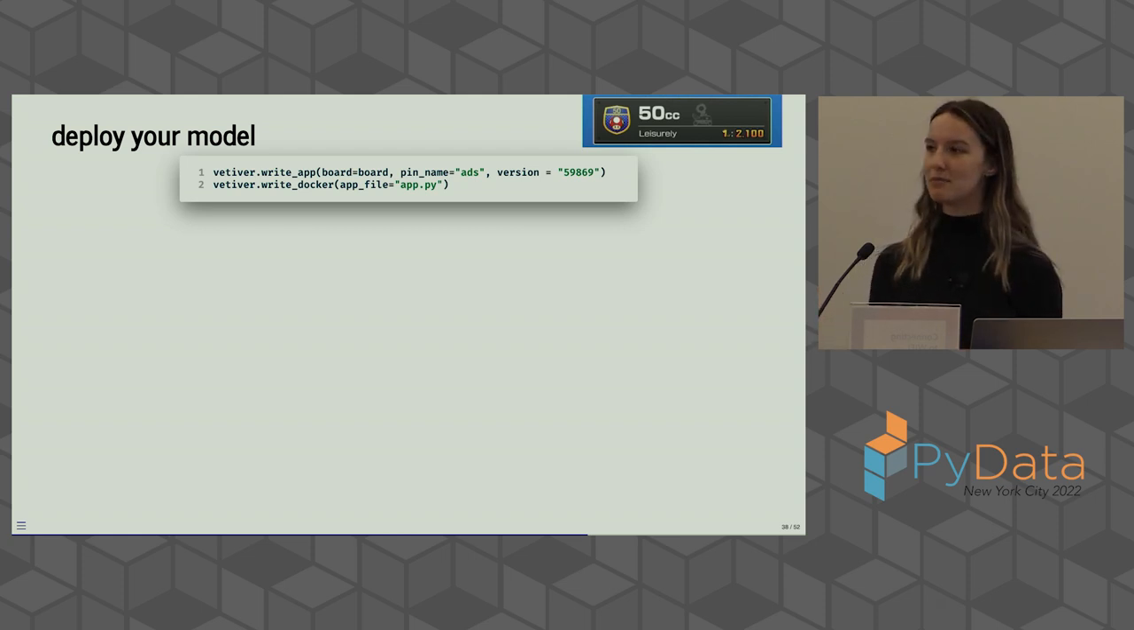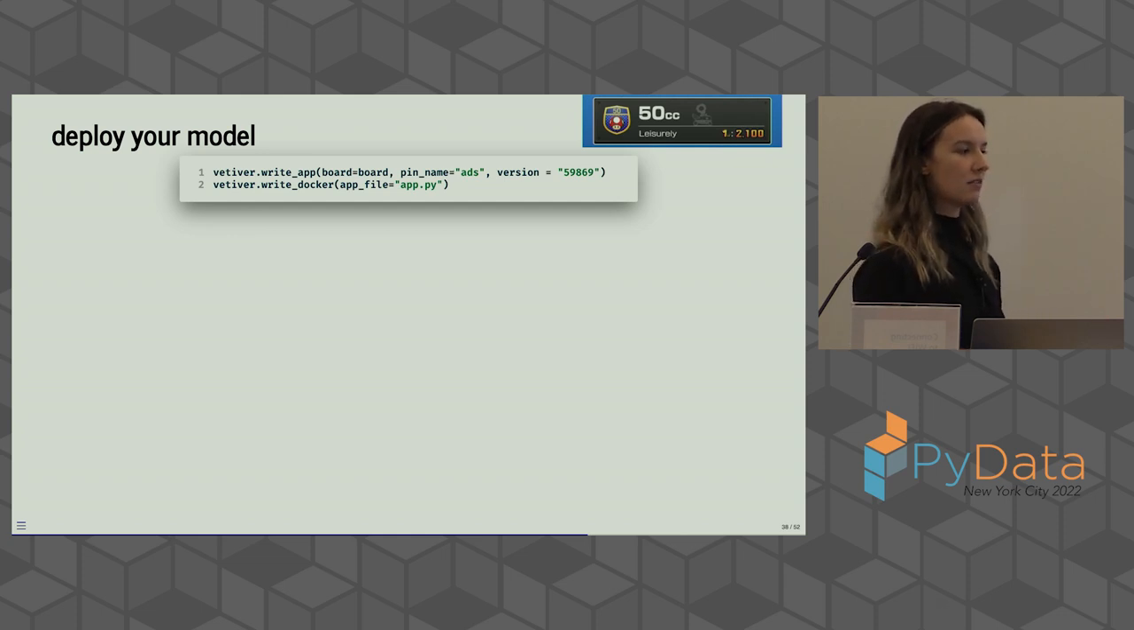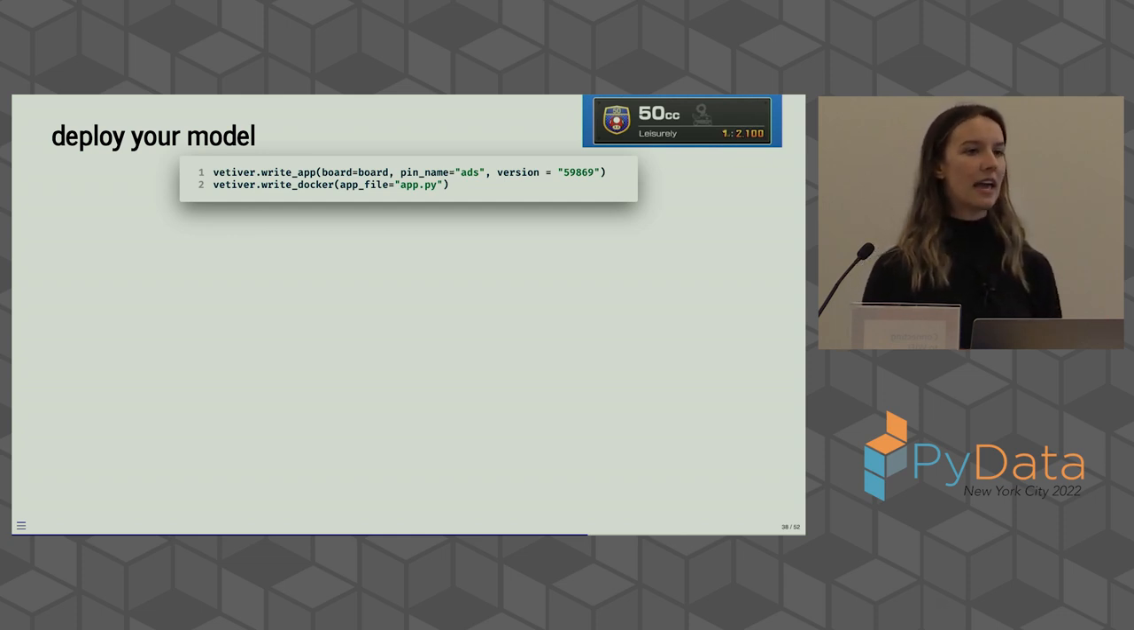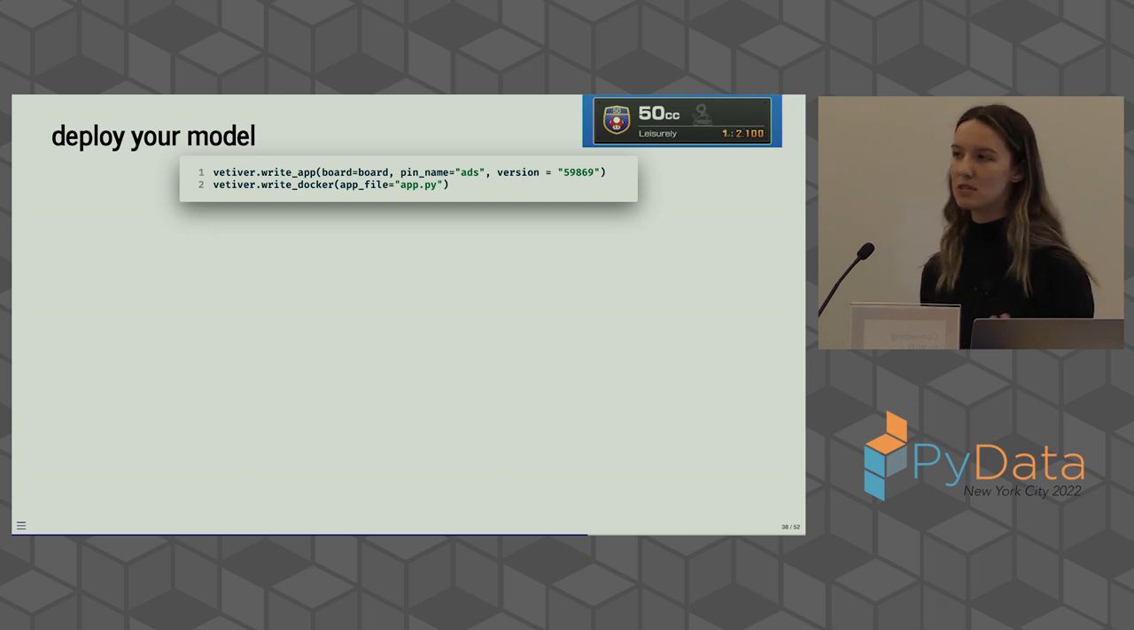And then it'll set up the API. And actually, a lot of cloud services right now only need the app.py file. But other places are interested in maybe a Docker file. And vetiver.write_docker will write that Docker file that will get you most of the way there for most deployments.